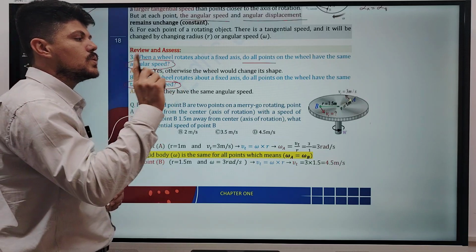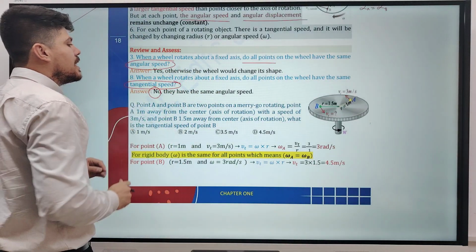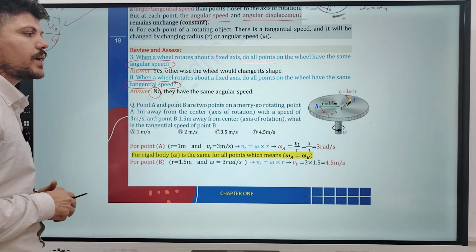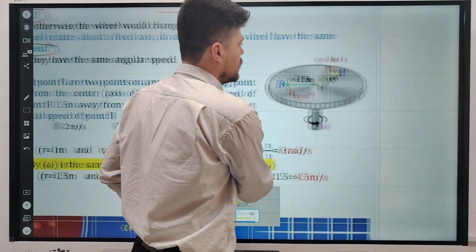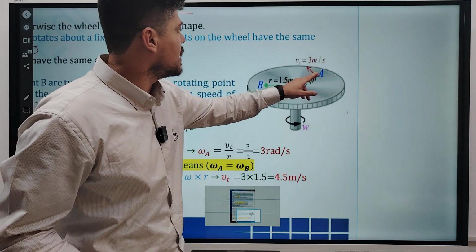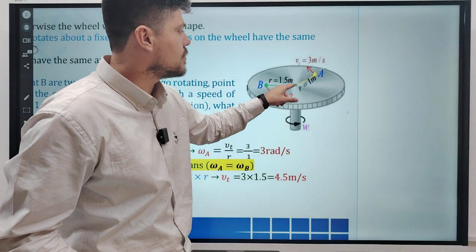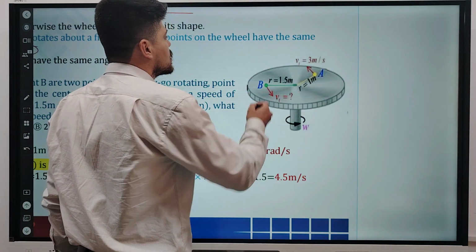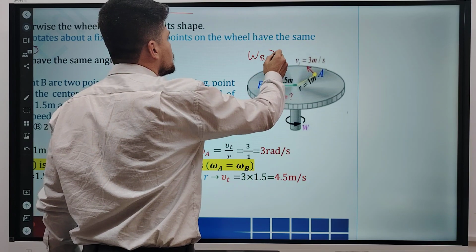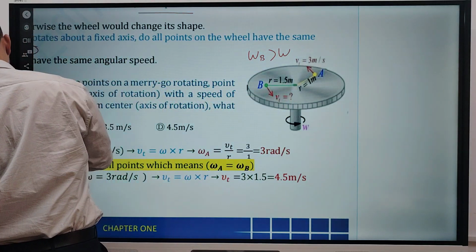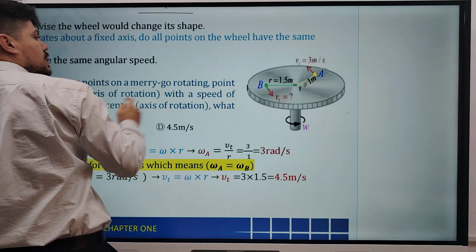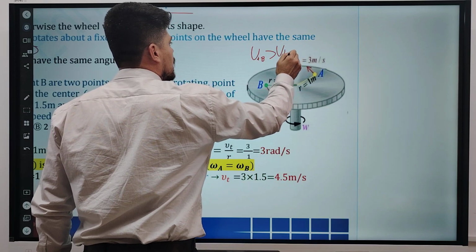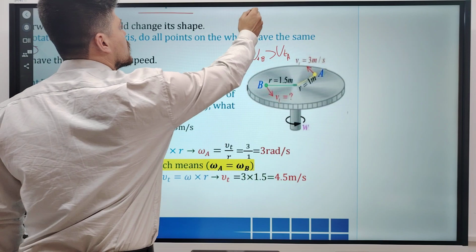This is tangential speed. No, be careful. No, they don't have the same tangential speed. They have the same angular speed, not tangential speed. Now, look at this figure. We have 2 points, B and A. Point A is 1 meter from the axis of rotation, and point B is 1.5 meter from the axis of rotation. Which one has more speed? Absolutely, VTB, the tangential speed, is bigger than VTA, but they have the same angular speed.